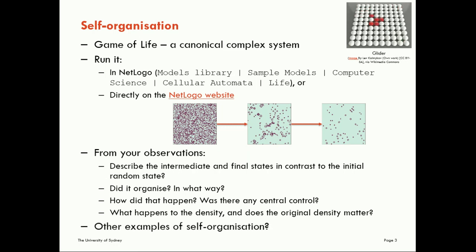We can, of course, think about other examples of self-organisation, such as flocks of birds, or the way that collections of neurons in the brain self-organise, and we can ask similar questions about those to try and get a handle on what we mean by self-organisation as well.